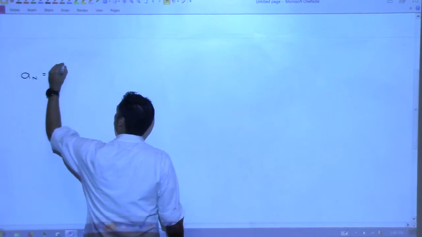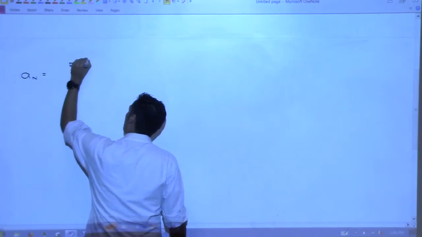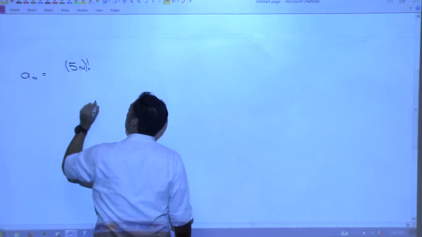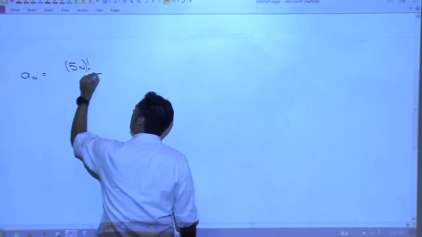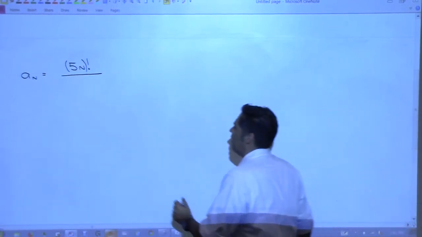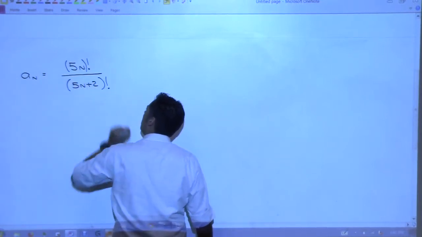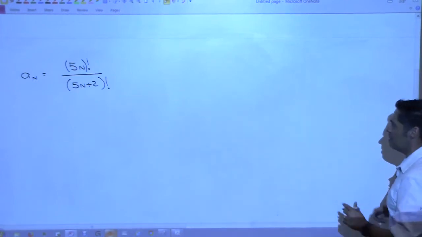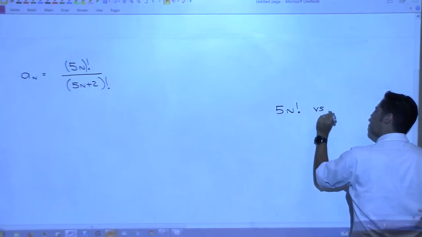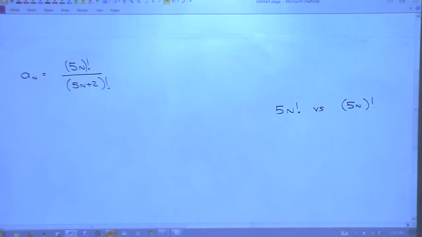All right, so how about this one? You ready? Five n factorial over 5n plus 2 factorial. And before I do this, I want to ask y'all a question about this. Is there a difference between 5n factorial versus 5n in parentheses factorial? Is there a difference between those two statements?